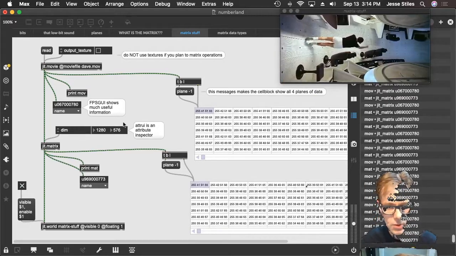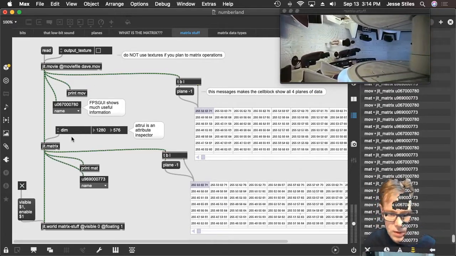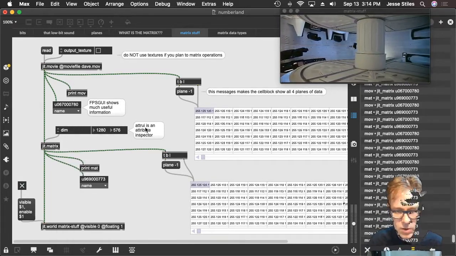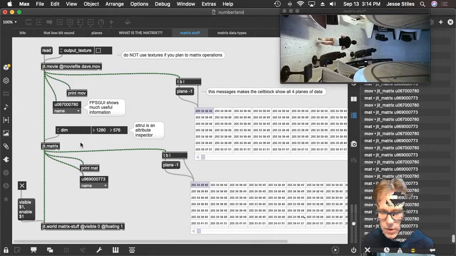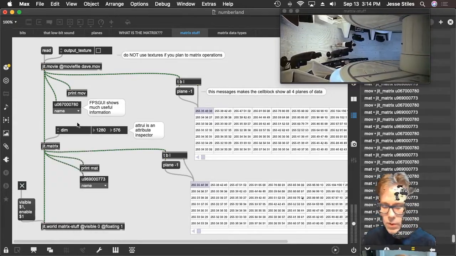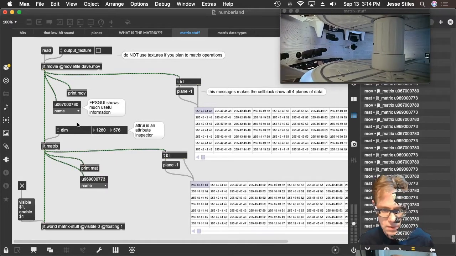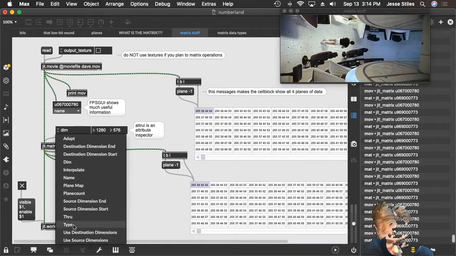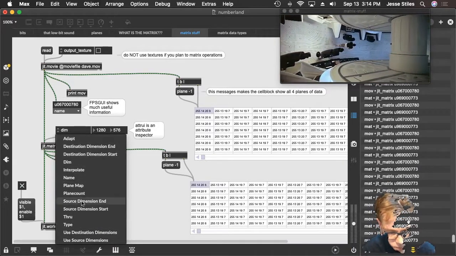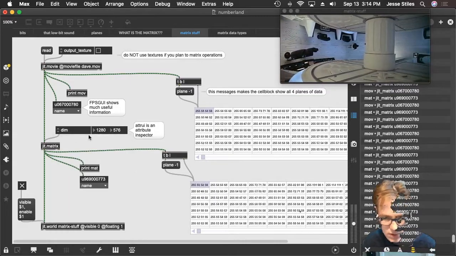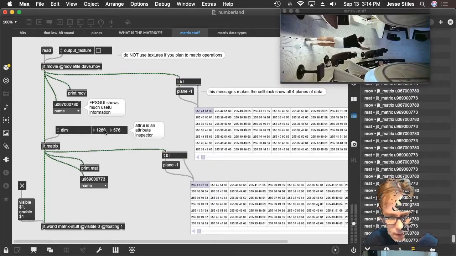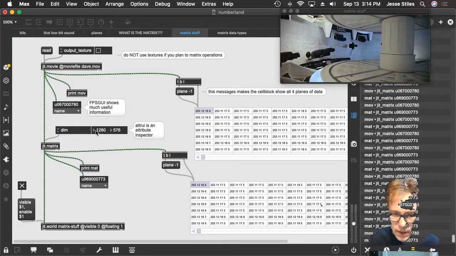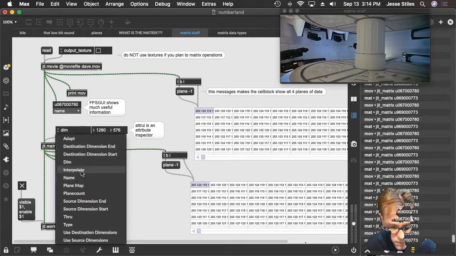So if we wanted to change this matrix in any way, we could look at this object. This is ATTRUI. It's an attribute inspector. I frequently refer to these as attruis. So if we click on this attrui, you can look at all the different attributes that apply to this object. So we can look at the dimensions attribute, and using the values that appear next to this attribute, you can change things. Here's the name.